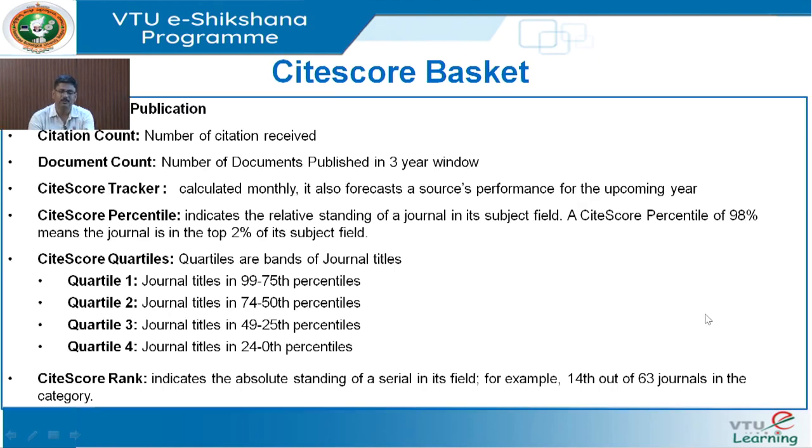It's all similar to impact factor, but one year extra. CiteScore also gives a lot of other metrics like your citation count, document count, CiteScore tracker, and more. Importantly, the CiteScore percentile. It gives the top 2% of the journals in each field. It indicates the relative standing of a journal in the subject field. CiteScore percentile of 98 means the journal is in the top 2%.